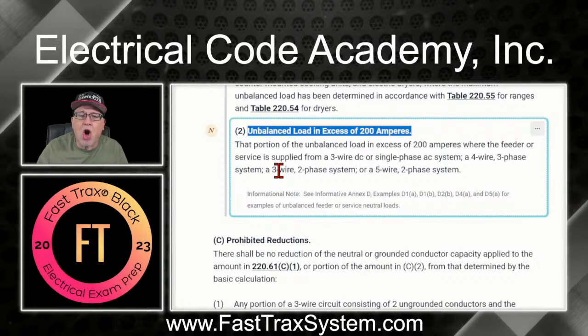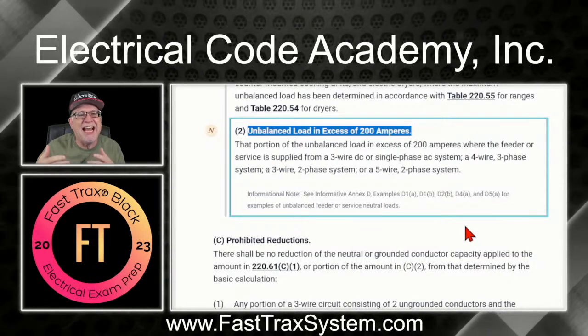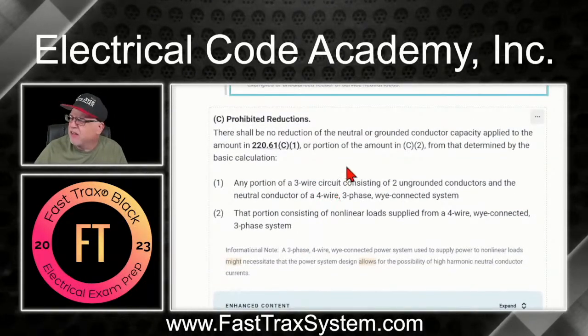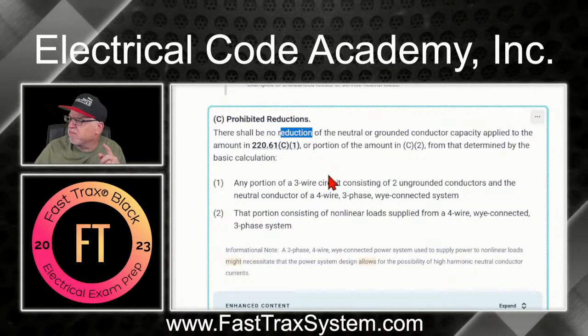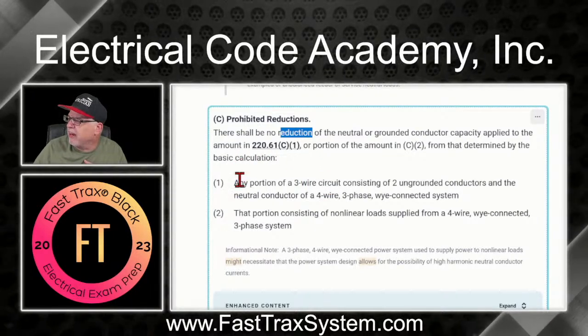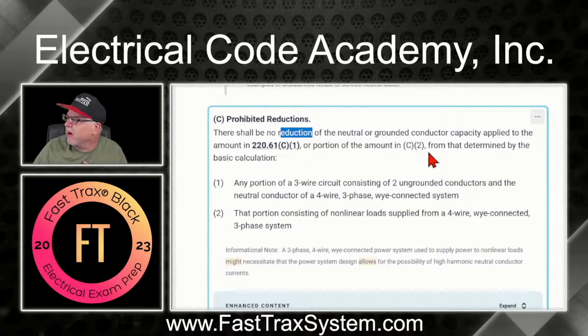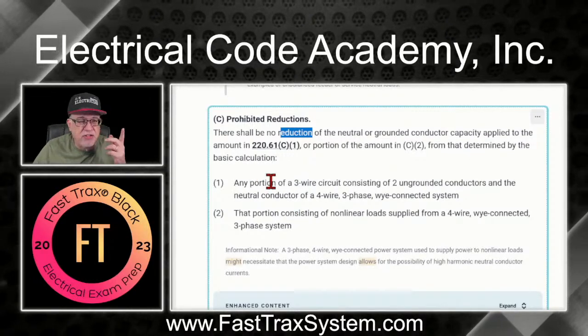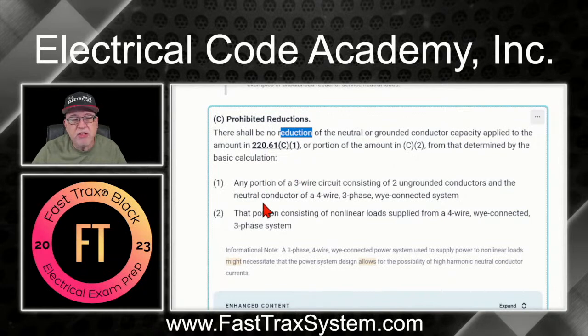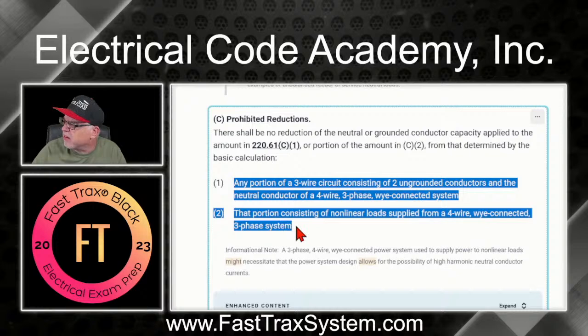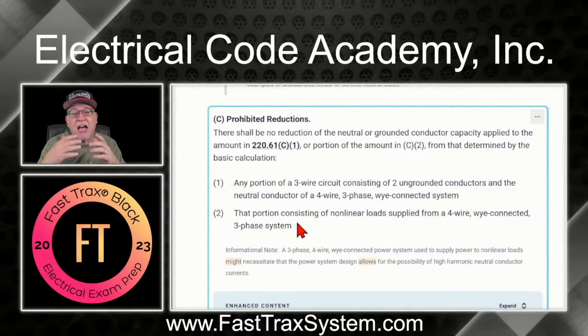Now, there are certain systems where you cannot reduce the size of the neutral. Just get that out of the way right here. So that is C. It says there shall be no reduction of the neutral or grounded conductor capacity applied to the amount in 220.61(C)(1), right here, or portion of the amount in (C)(2), which is right here, from that determined by the base calculation. So if we have the neutral calculation and we do that calc as we just said we had to do, if you're dealing with these types of systems, or you're dealing with the portion non-linear loads.